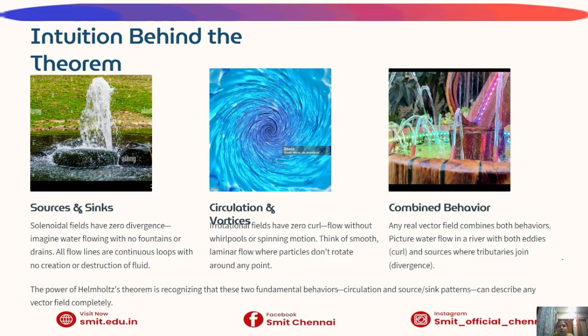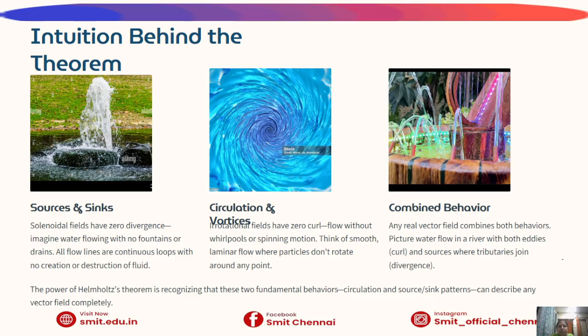The amount of water entering any region is exactly equal to the amount leaving that region. This is similar to a solenoidal field where the divergence is zero. There is no net creation or destruction of field lines within the region. This physical analogy helps us visualize why the divergence-free component represents continuous loop-like behavior in the field.